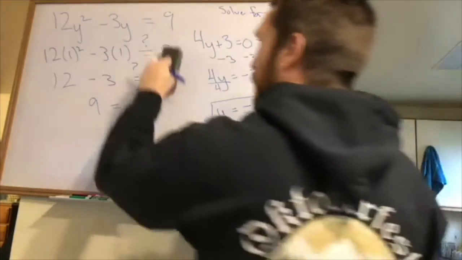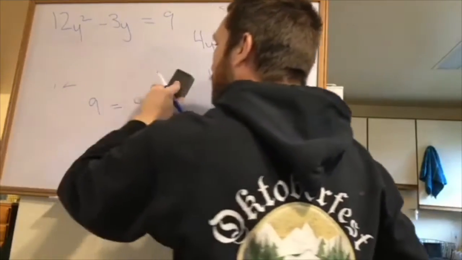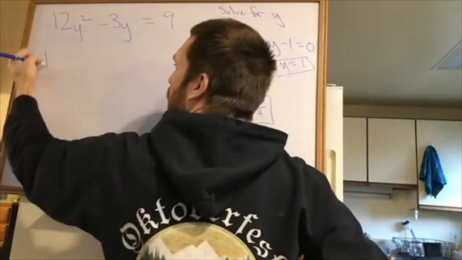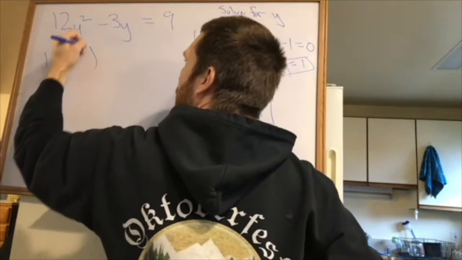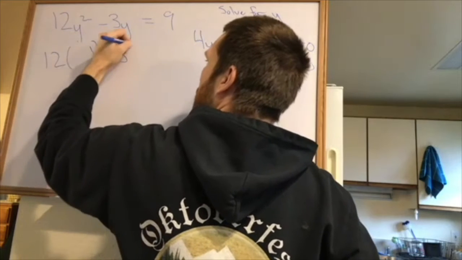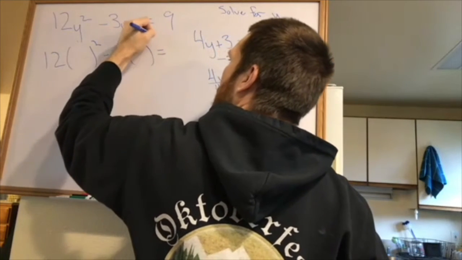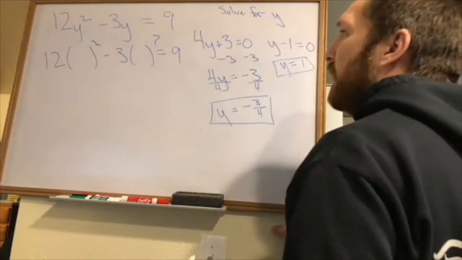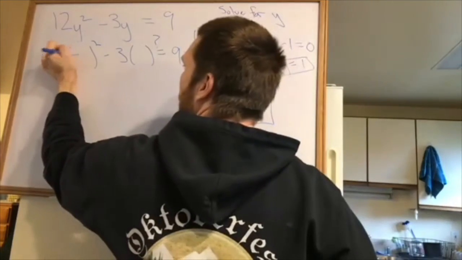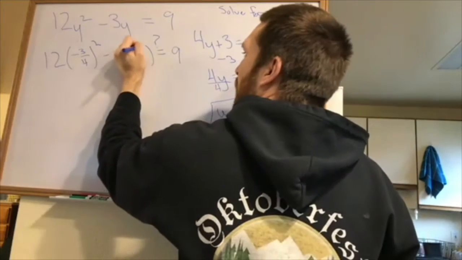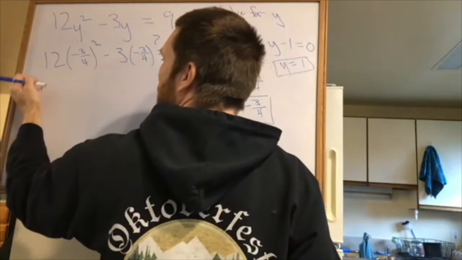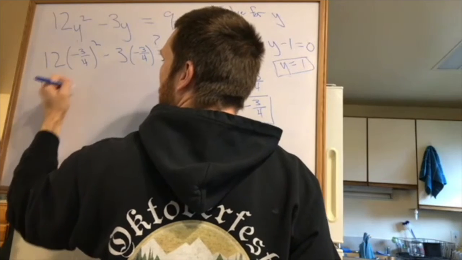Now let's try this second. It's going to be a little bit more ugly, but let's see what happens. So we have 12 times the thing squared minus 3 times the thing. Is that equal to 9? So the y is going to be minus 3/4. We have a minus 3/4. Okay, so what is minus 3/4 squared?